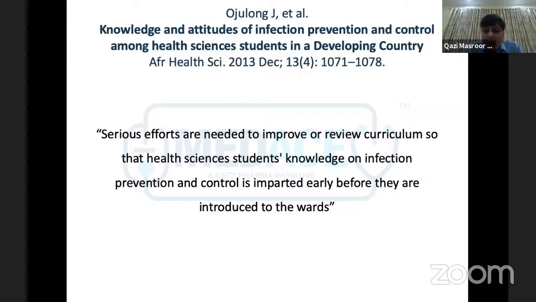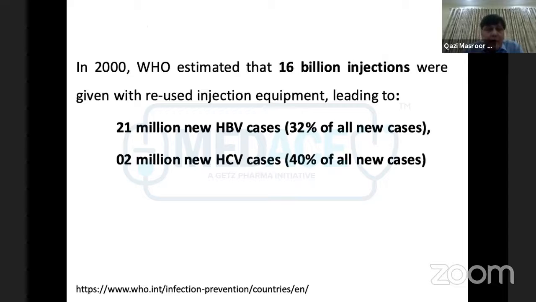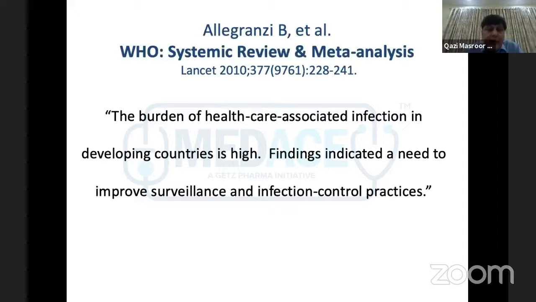So this is a very important message. And when we talk about the reuse of injections, this is very important data: 16 billion injections were given in that study, and these injections were leading to 21 million new Hepatitis B infections and about 2 million new Hep C infections. And the burden of these infections was more in developing countries, so-called developing countries.